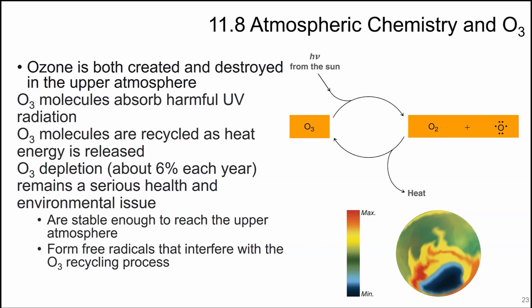If we're looking at atmospheric chemistry, ozone is created and destroyed in the upper atmosphere. You can see this blue region in the drawing here is where the hole in the ozone is. Ozone molecules absorb harmful UV. We can see this ozone can get broken down from light from the sun into oxygen and generate heat. So ozone molecules will absorb those harmful UV rays, and it can be recycled as heat as energy is released and then reform ozone again. Ozone depletion happens about 6% each year and is a serious health concern. The hole in the ozone is attributed to free radicals that interfere with the O3 recycling process in the atmosphere.